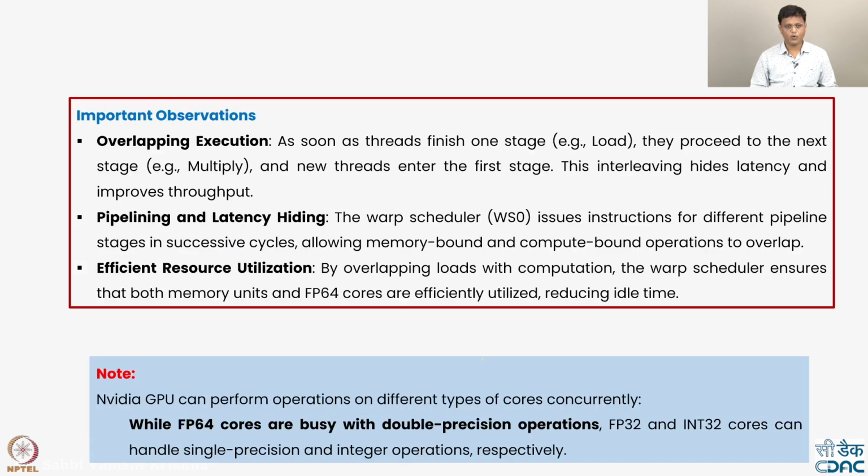So, what are the important observations here? Overlapping execution. As soon as the threads finish one stage, like the load stage, they proceed to the next stage, multiply or addition stage, and new threads enter the first stage. This interleaving basically hides the latency and improves the throughput, because all 3 units are being used simultaneously.